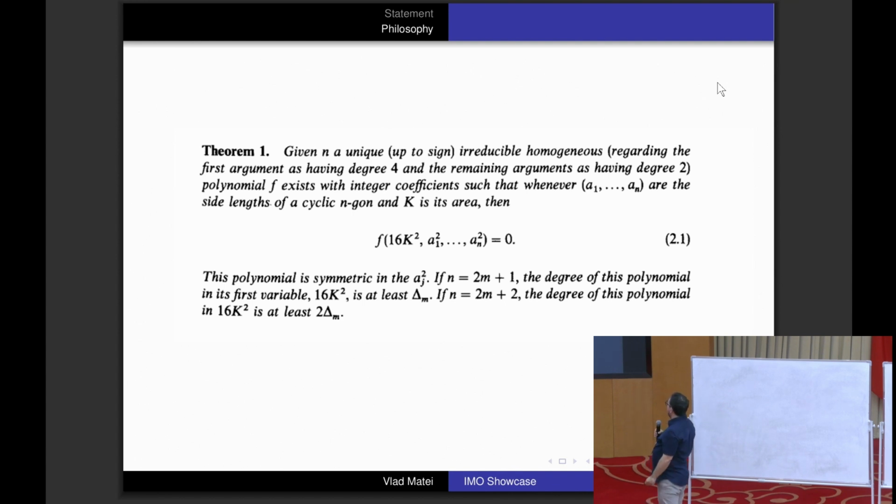precision, okay? So you have this result that, okay, there is this polynomial which is encoding the area and the side length squared, and this gives you 0. And moreover, this polynomial is homogeneous. It's symmetric in the aj squared, and it's also irreducible, okay? So these are some nice properties of this polynomial. Again, it's not something explicit, okay? We know that this exists, okay?